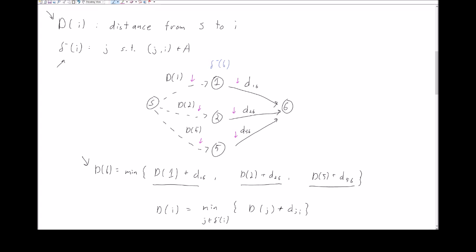We can wrap this up into a nice recursive function. Suppose we're looking for the shortest path from S to I. Then what we do is we take I, we look at all the nodes that come before I in the directed acyclic graph, delta minus of I. And among all these nodes, we look at all the paths that go through exactly this node, and then take the final arc from that node to I. Taking the minimum over all these possible paths is going to give us the shortest path from S to I.